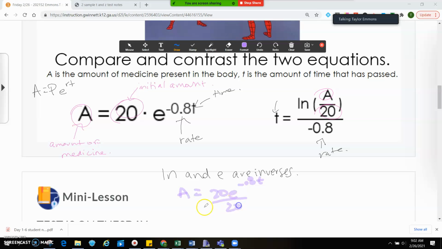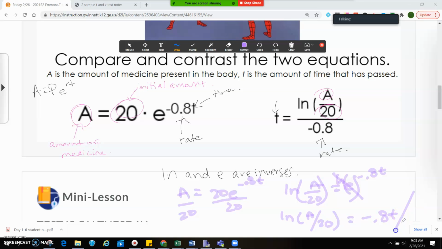I'm going to divide by 20 on both sides. And so A divided by 20 is going to equal e to the negative 0.8 times t. In order to get rid of that e, I'm going to take the ln of both sides. When I do that, this cancels. And so I'll have ln of A divided by 20. And then I'll divide by negative 0.8 on both sides. And I get this. Okay, I know easier said than done, but that is how you would go about doing this one. Good question on that one.